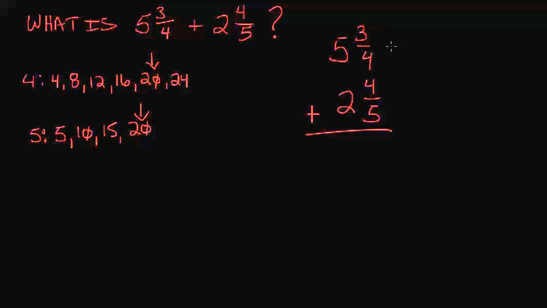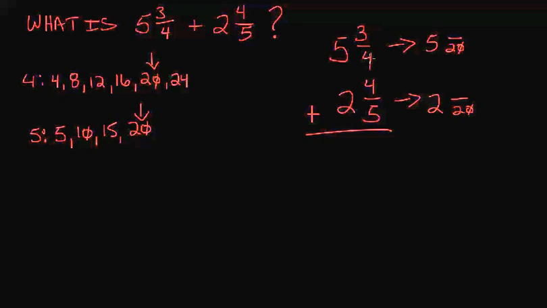So I need to rewrite these two fractions with denominators of 20. So 5 and 3/4 is going to become 5 and some fraction with a denominator of 20, and 2 and 4/5 is going to become 2 and some fraction with a denominator of 20. Now, we're renaming the fractions, we're not changing the values. So if I know how to go from 4 to 20, whatever I did to go from 4 to 20, I need to do the same thing to the numerator.